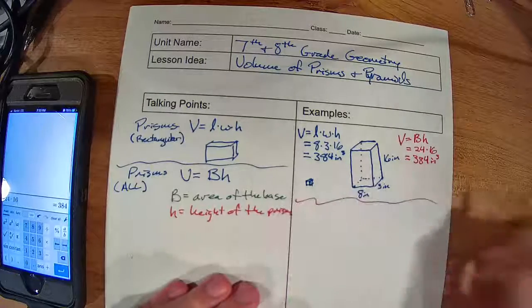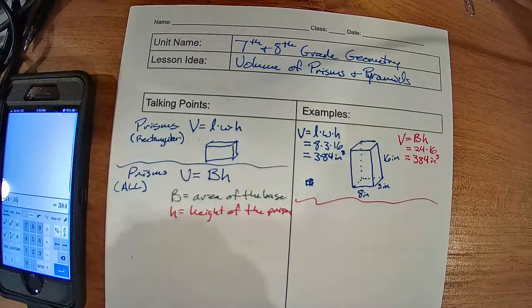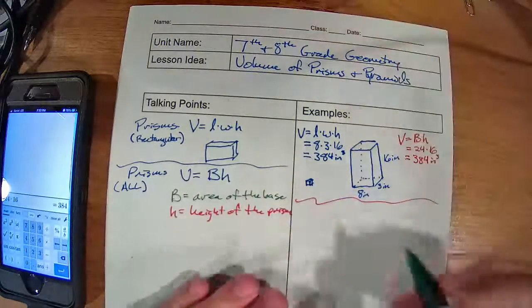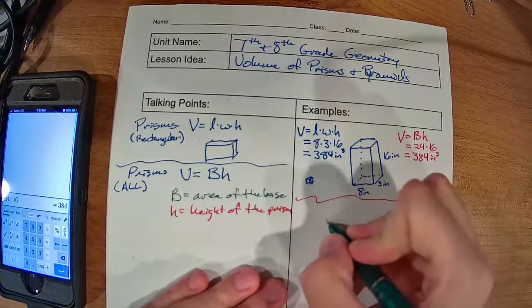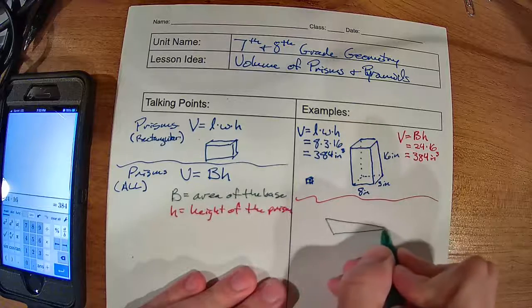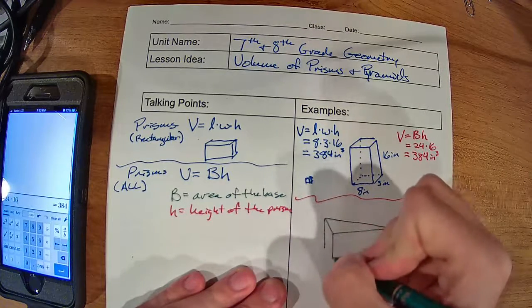So let's deal with that. Let's talk about any old prism. Let's try maybe a triangle. Triangular prisms are easy enough. Let's see here. Let's draw, I don't know, maybe our triangular prism looks something like this. I don't know, I'm not very good at it, but we'll see what we can do.